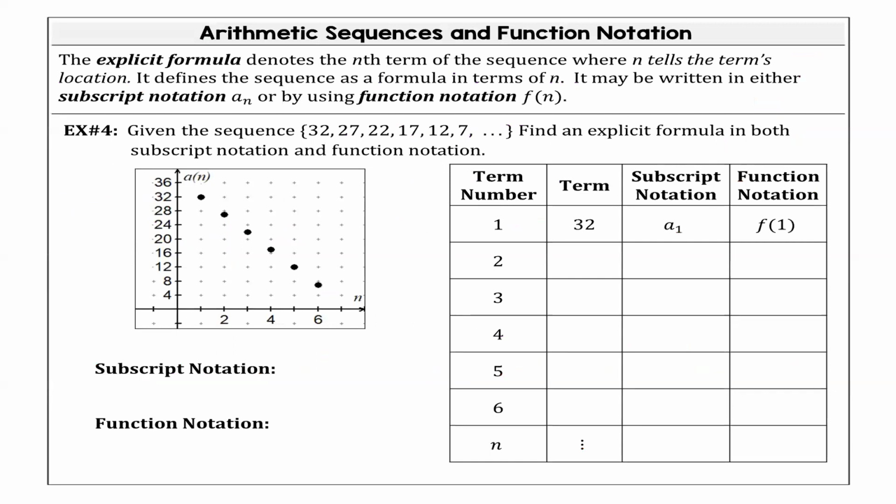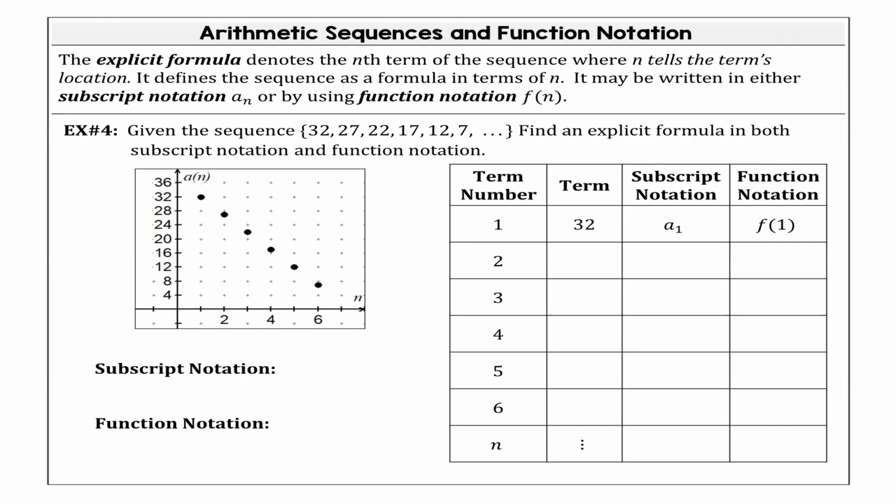All right, so the explicit formula denotes the nth term of the sequence, where n tells the term's location. So that's when we're writing our sequence. It defines the sequence as a formula in terms of n. It may be written in either subscript notation, a sub n, or in function notation, f of n. So they can be vice versa, and we have to be comfortable reading both. Does that make sense?